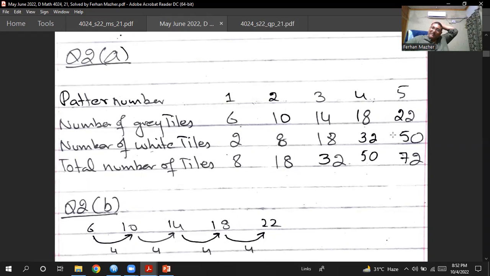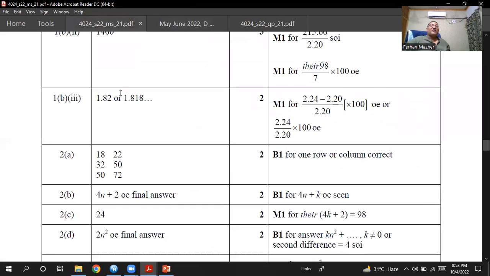Okay, so it will be 50. For the total tiles, you add them. When you add 18 and 32, it will be 50. When you add 22 and 50, it will be 72. So let me check first of all. So you can see our answer is right. This is the answer given here.